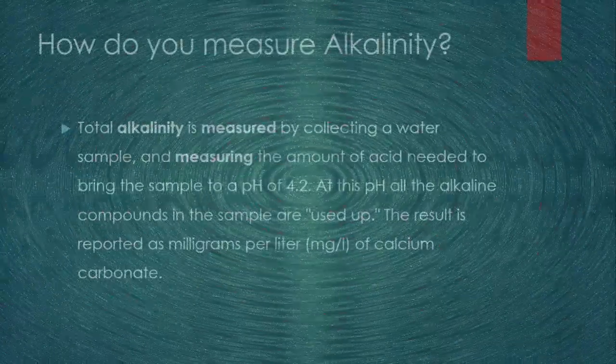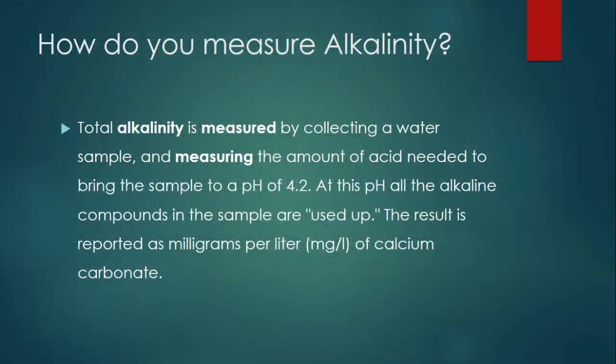How do you measure alkalinity? It is measured by the amount of acid needed to bring the sample to a pH of 4.2. At this pH, all the alkaline compounds in the sample are used up. The result is reported as milligrams per liter as calcium carbonate.